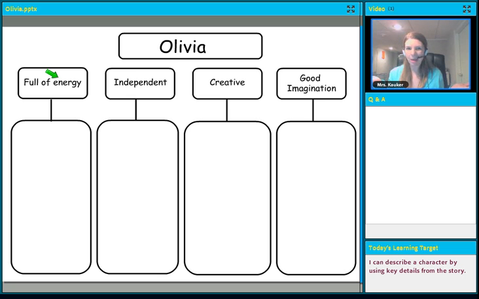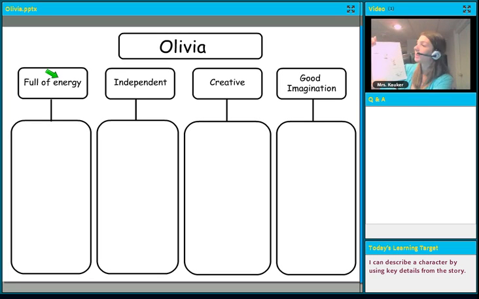Did I make it up? Did I make up that Olivia was full of energy? Well, I better go back in my book and see how she was full of energy. So I'm going to open up my book and I'm going to go to the part that I think describes how she was full of energy.